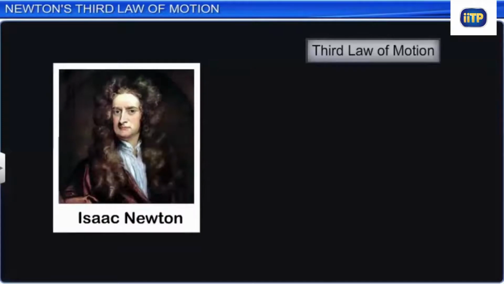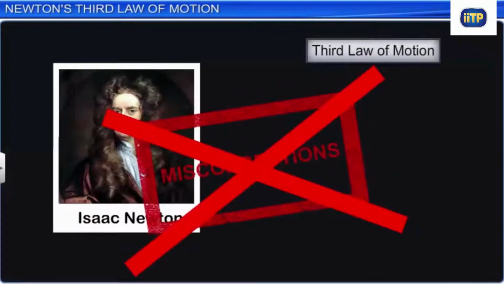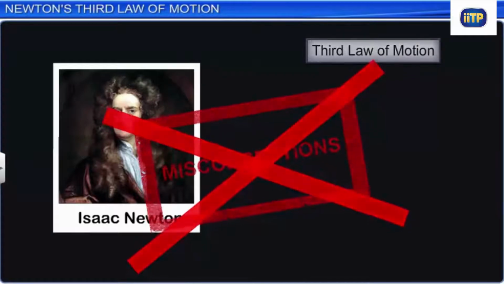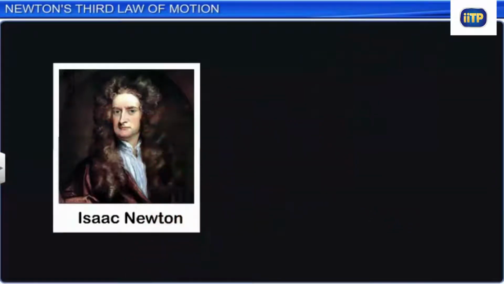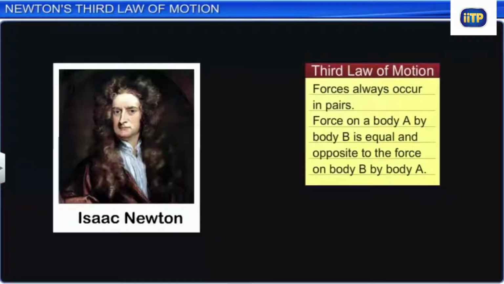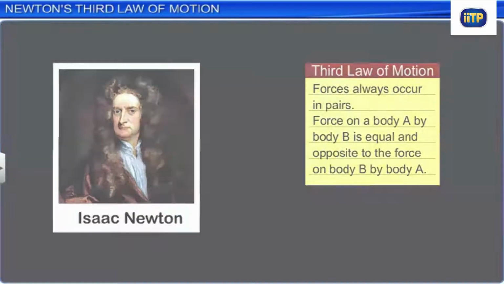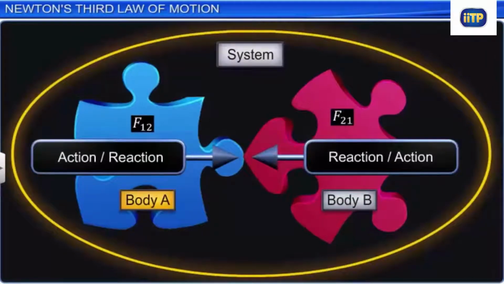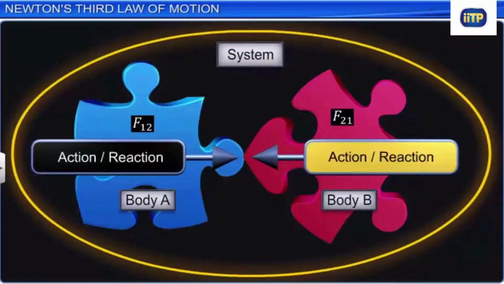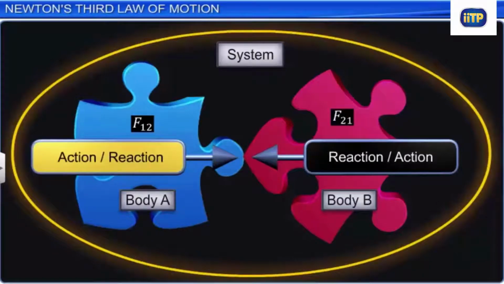To avoid all these misconceptions, Newton's third law of motion can be stated in a simple and clear way. Forces always occur in pairs. Force on a body A by body B is equal and opposite to the force on body B by body A. If two bodies A and B exist within a system, then force of A on B and force of B on A become internal forces of the system, and they cancel each other.